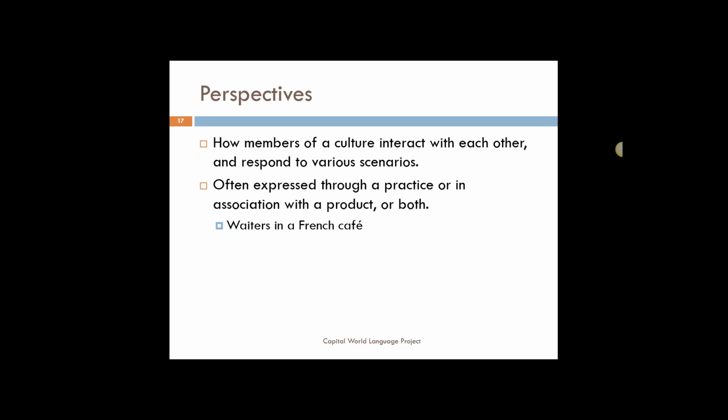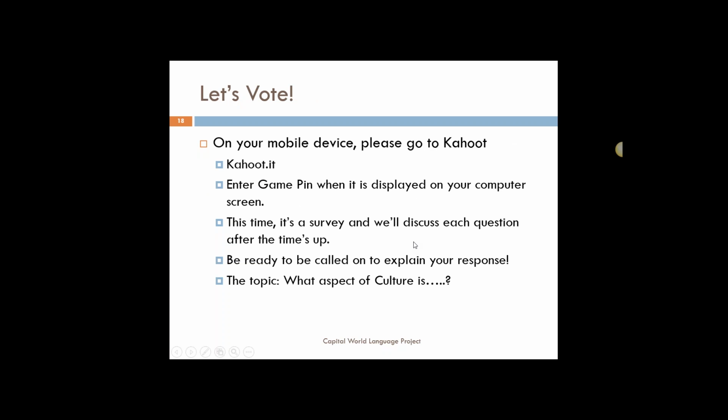So if we take French people to someplace like Applebee's, and they go, "Hi, my name's Brad," and they come by every 10 minutes and ask, "Hey, is everything okay?" their perspective on this is, "Wow, that's really invasive." So it's really interesting to get into the perspectives. What does the action of the person reflect about the cultural value system? Okay. All right. So we're going to play some Kahoot.